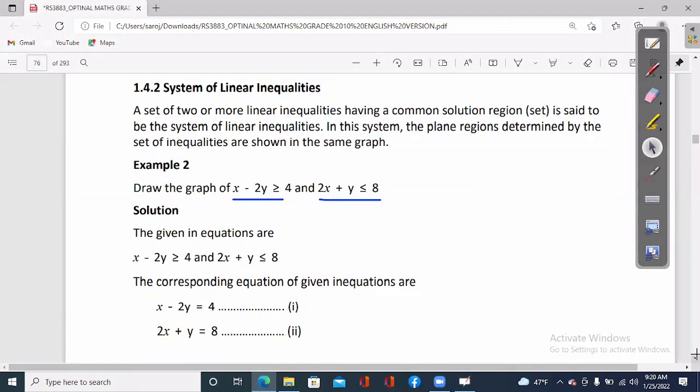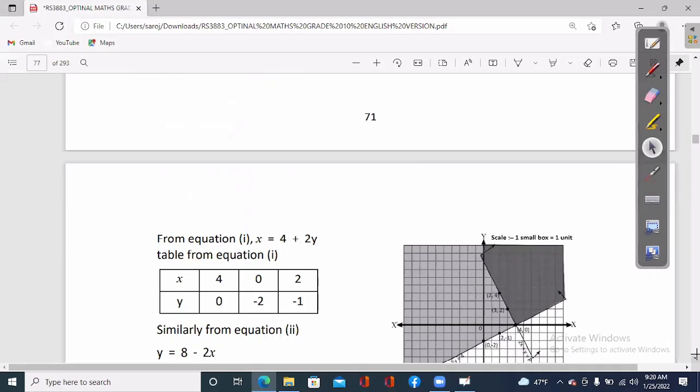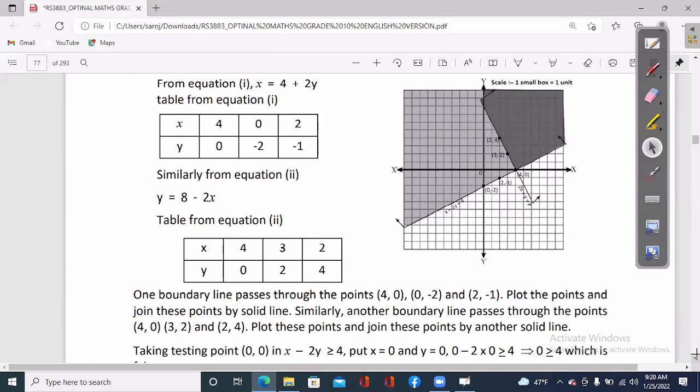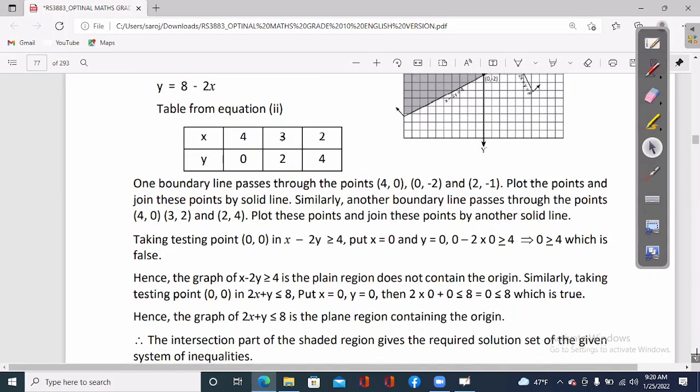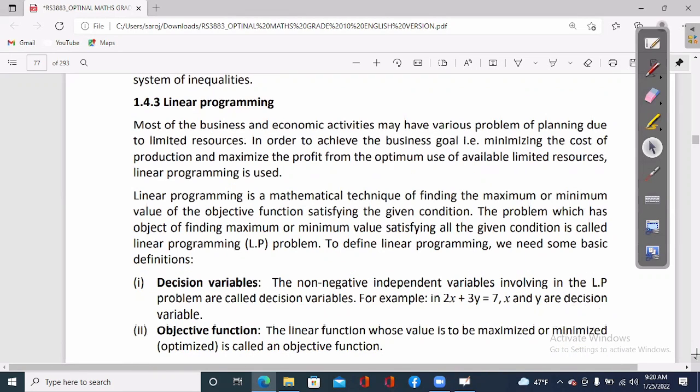I'm waiting, my dear students, to fast. You can see the solution. Now we are going to talk about the topic linear programming. It is just associated with the inequalities.